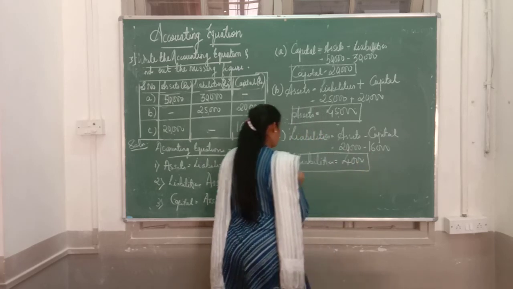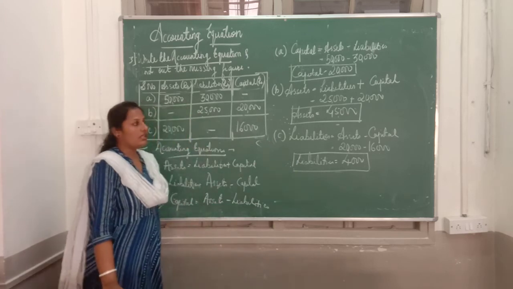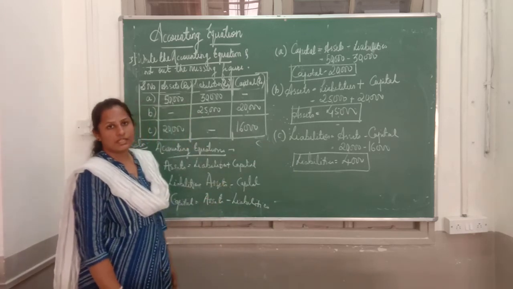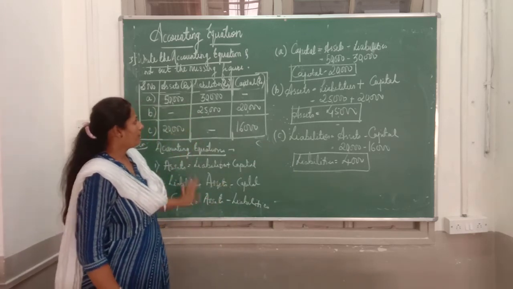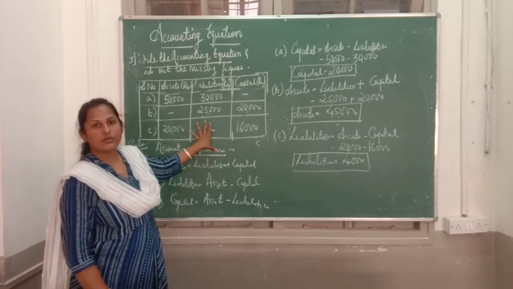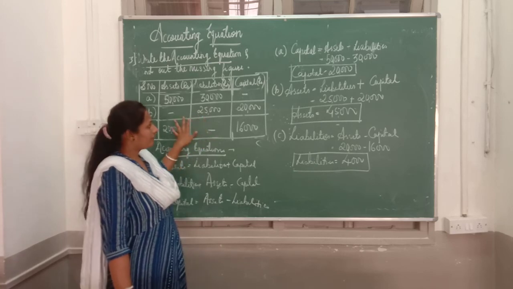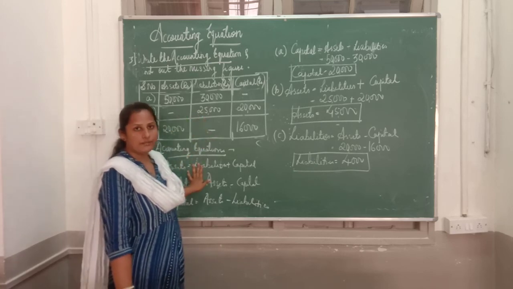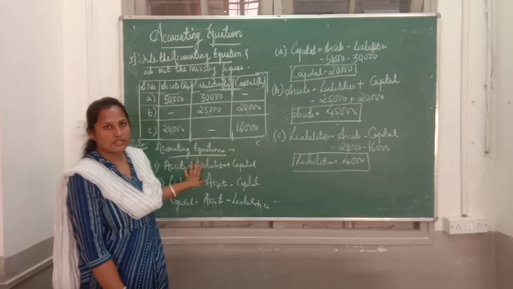Okay, very easy problem. 5 marks maximum. Definitely it will come in exam. Okay, so this is about accounting equation, simple formulas, practical oriented question. Okay, hope you understood this time. I'll give some problems for practice session.